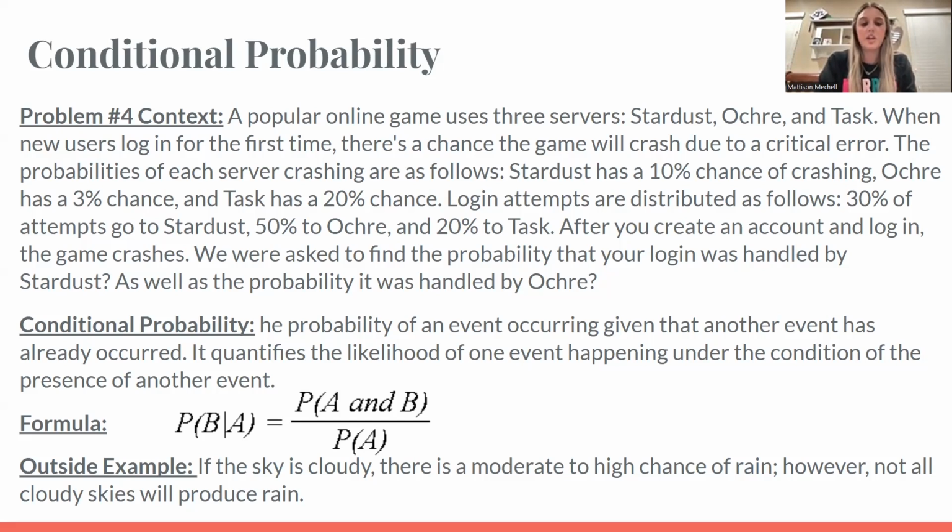So a conditional probability is a probability of an event occurring given that another event has already occurred. It quantifies the likelihood of an event happening under the condition of the presence of another event. The formula for conditional probability is P(B|A) equals P(A and B) divided by P(A). An outside example of this is that if the sky is cloudy, there's a moderate to high percent chance of rain, but it's not guaranteed because not all clouds will produce rain.